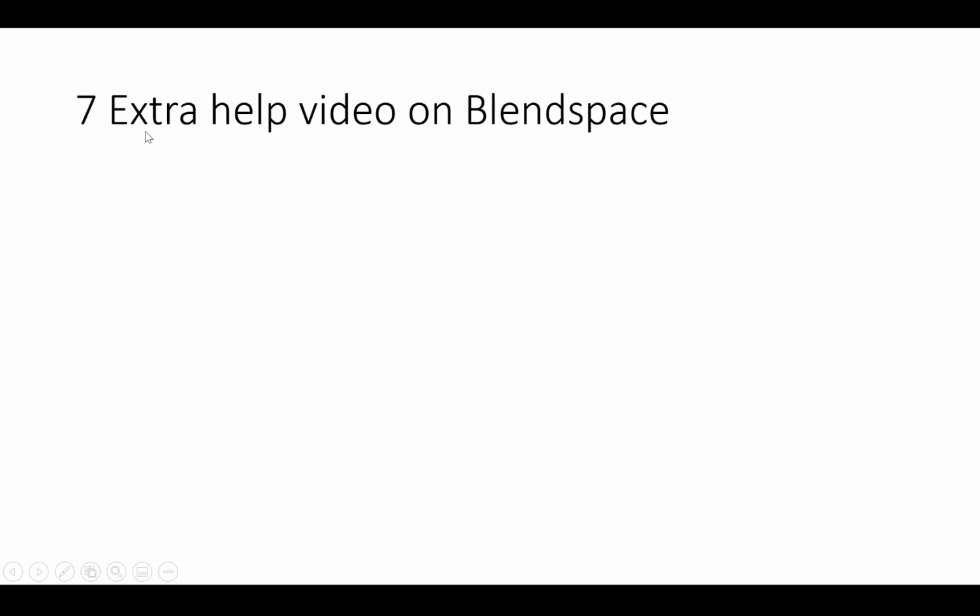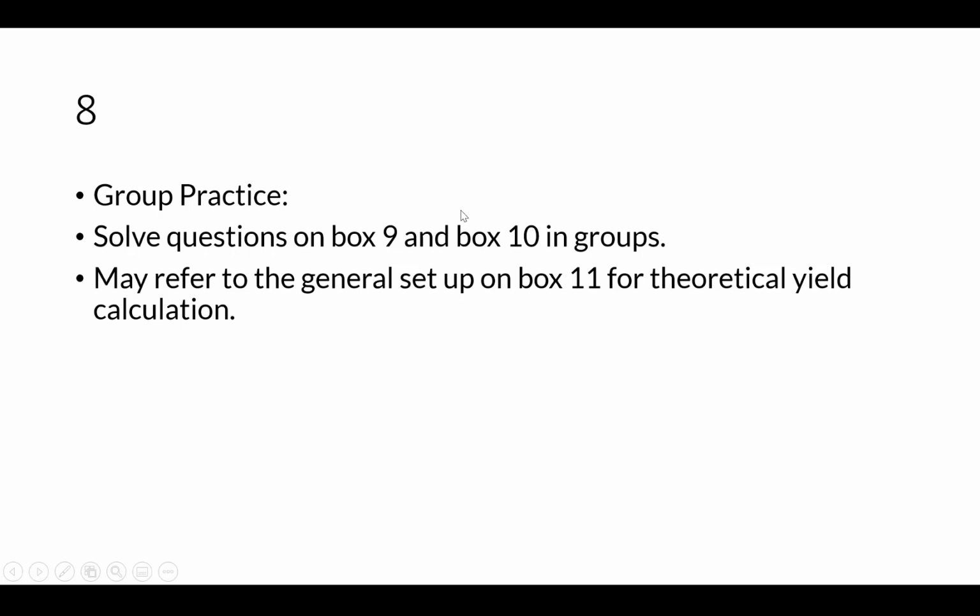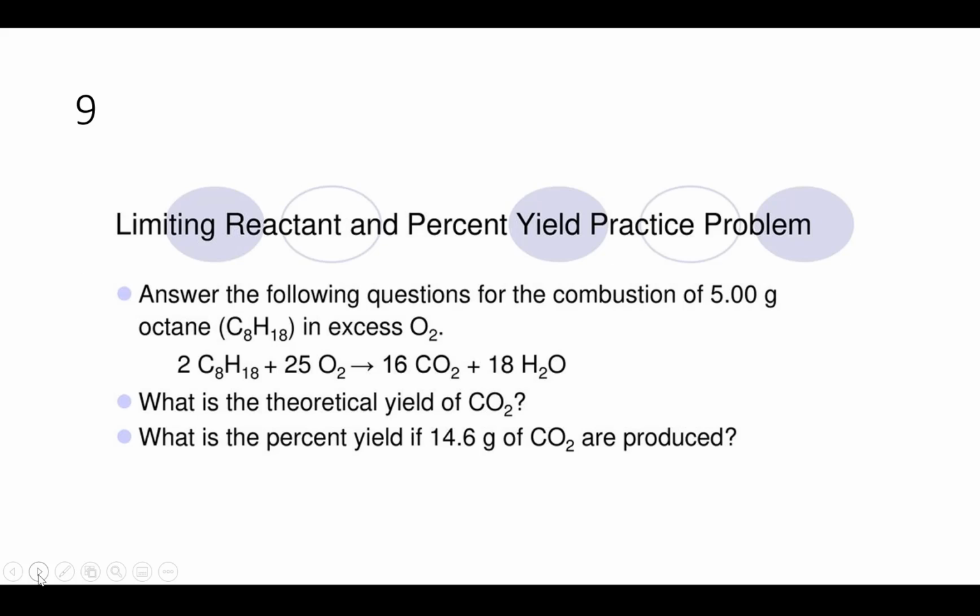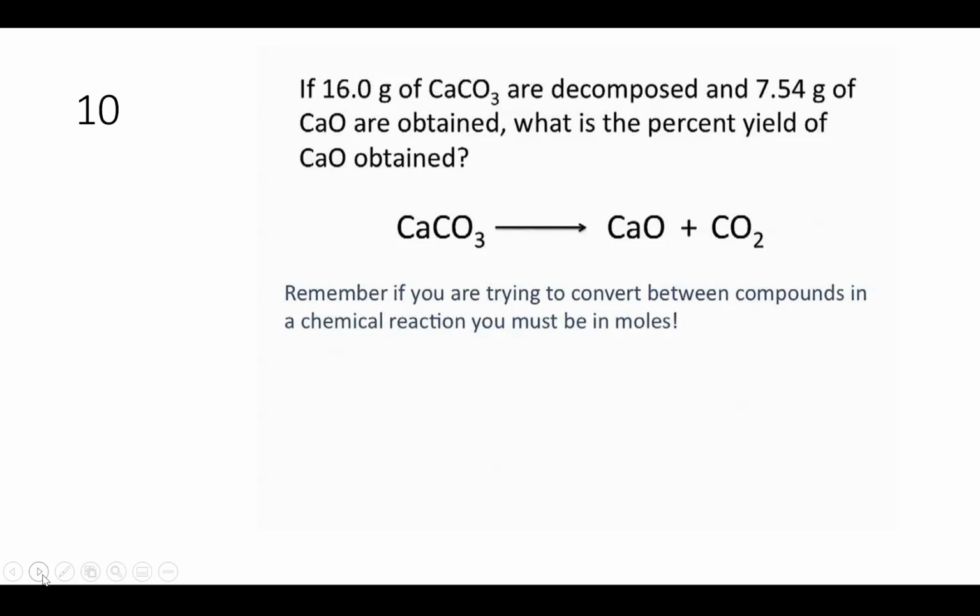Box 7 on the Blendspace is extra help if you want to see more examples or need extra practice. Go to the Blendspace for that. Boxes 8, 9, and 10 are group practice problems that you can work in the breakout teams, the private channels that you have access to on our team. So here is one of our practice problems. Here's our second practice problem. Both are percent yield.